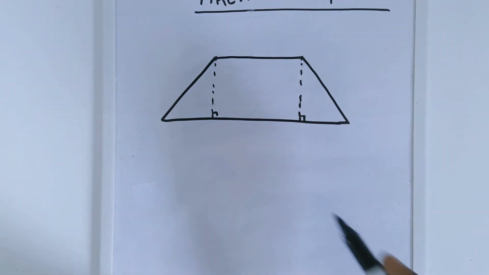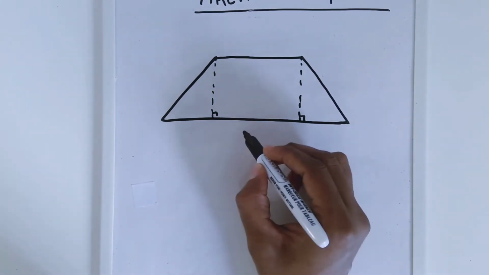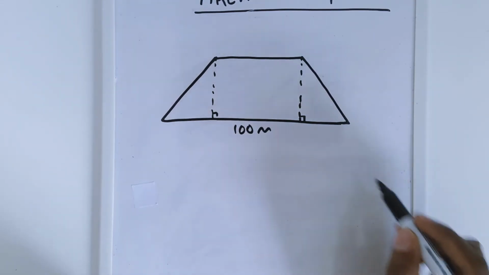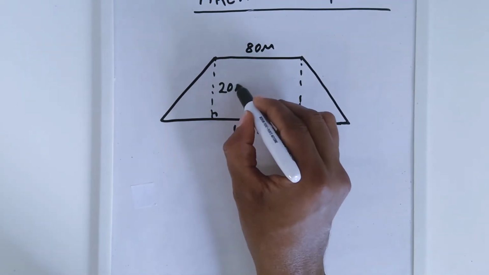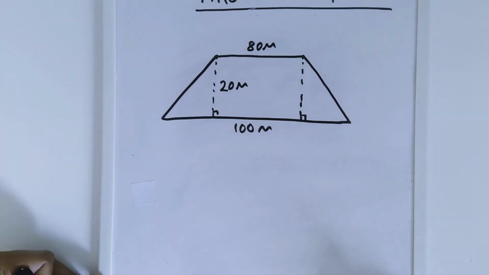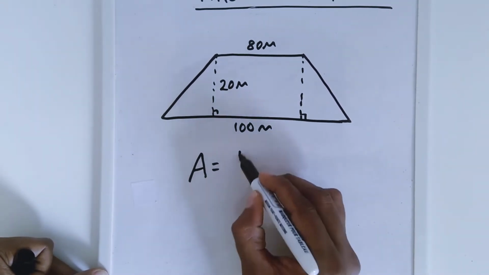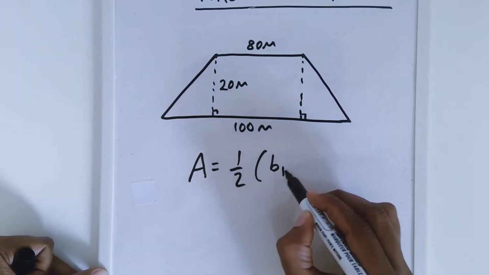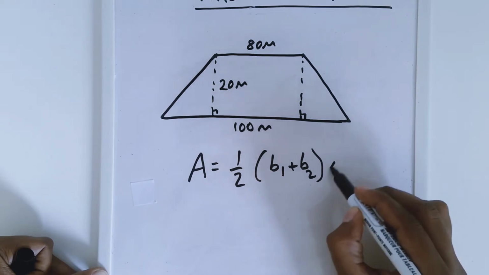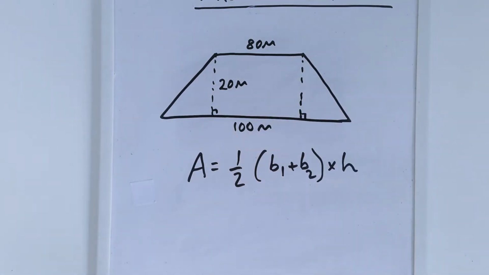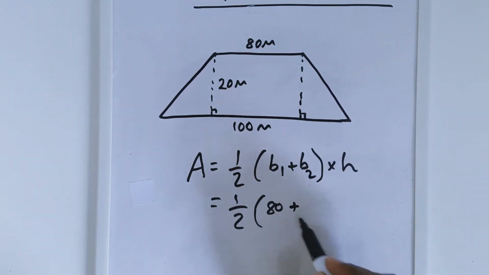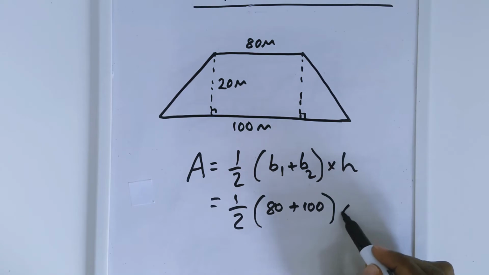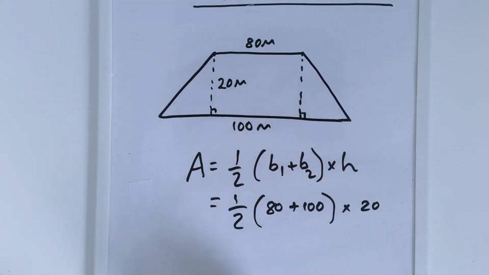Let us do another example. Say we have b2 as 100 meter and b1 as 80 meter, and assume that we have a height of 20 meter. So in order to find the area of this trapezoid, we said area is equal to a half multiplied by (b1 plus b2) multiplied by the height. So always first write the formula. This will give me a half. What is b1? b1 is 80 plus b2 is 100 multiplied by the height, which is 20 in this case.